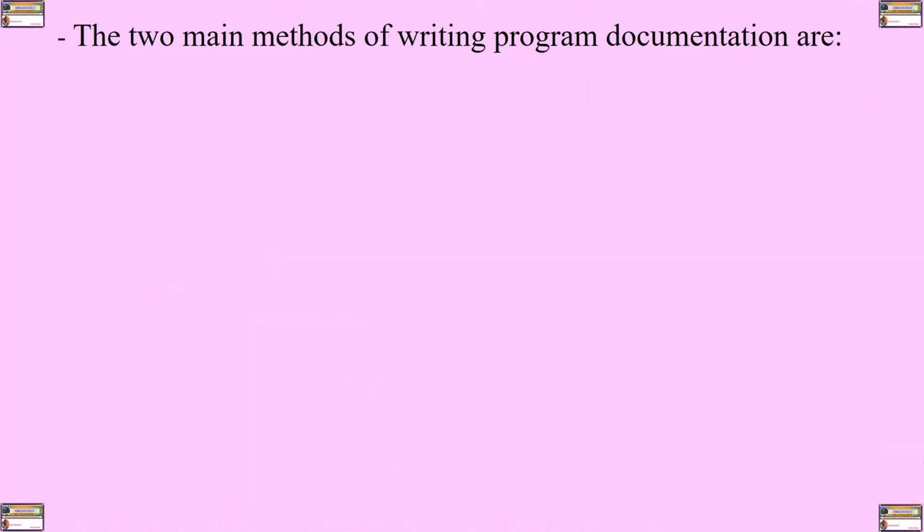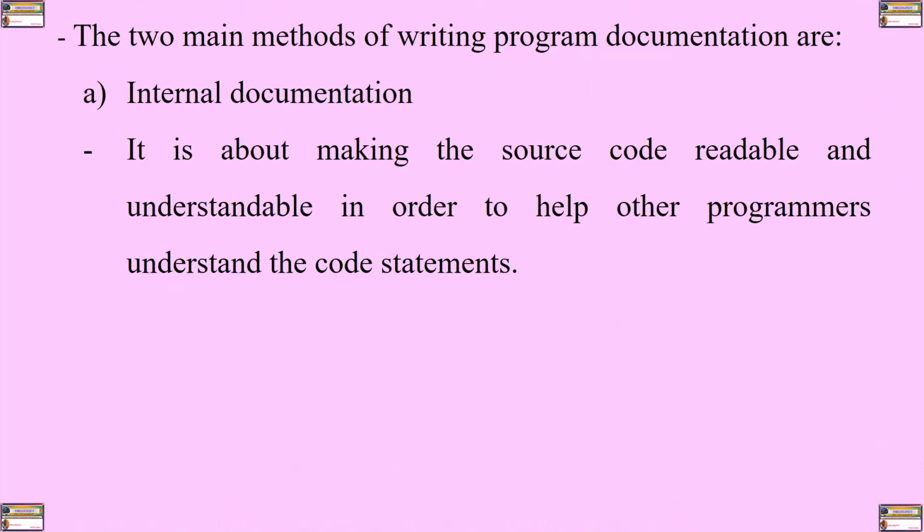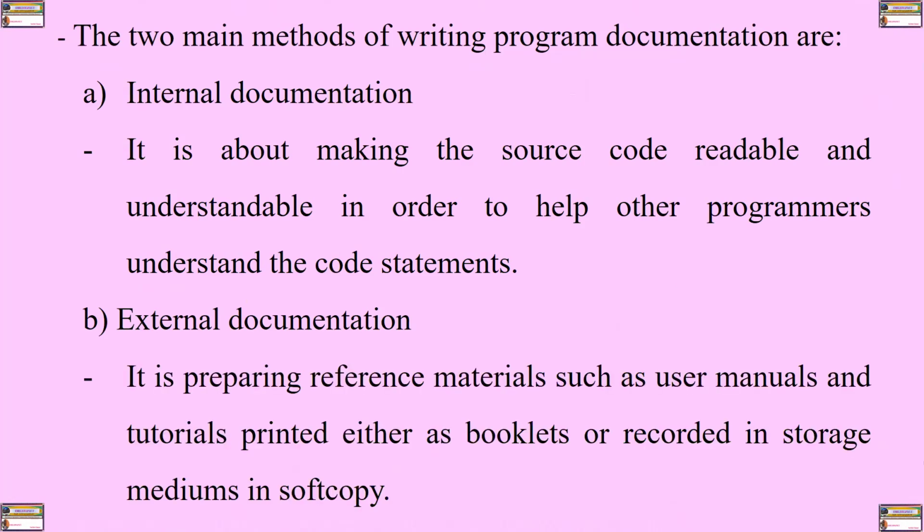The two main methods of writing program documentation are the internal documentation and the external documentation. Internal documentation is about making the source code readable and understandable in order to help other programmers understand the code statements, while external documentation is preparing reference materials such as user manuals and tutorials printed either as booklets or recorded in storage mediums in soft copy.